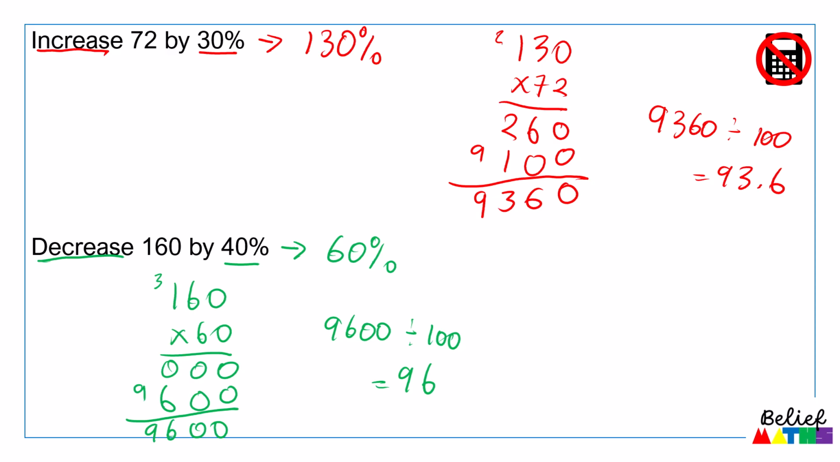So again, what we want to do when we're increasing or decreasing is find, well, what percentage will we end with? In the first case, in these questions, it was 130%. In the second case, it was 60%. And then just find that percentage using the method we saw in the last question.